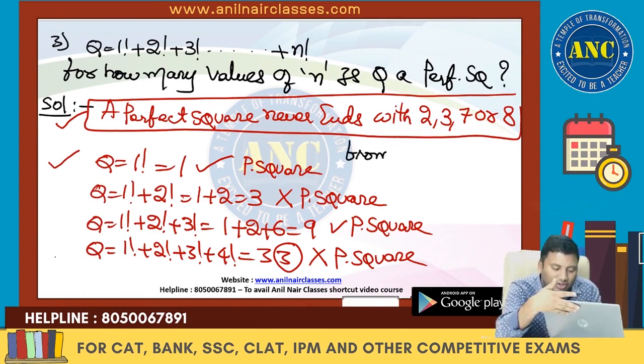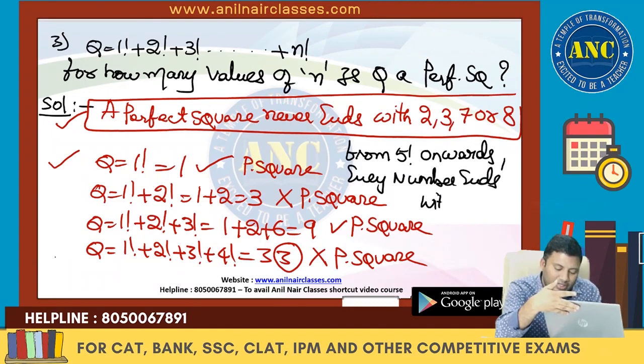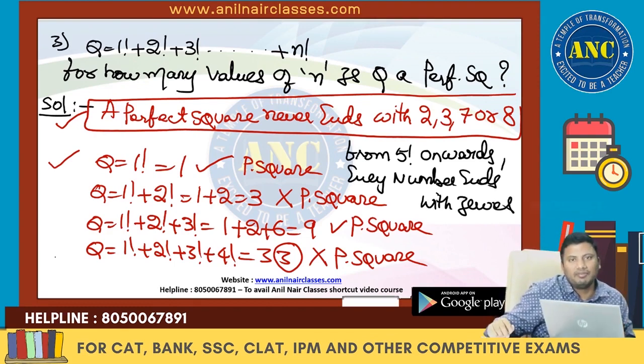From 5 factorial onwards, every number ends with zeros. What is 5 factorial? 120. What is the unit digit? 0. 0 plus 3 will become 3.